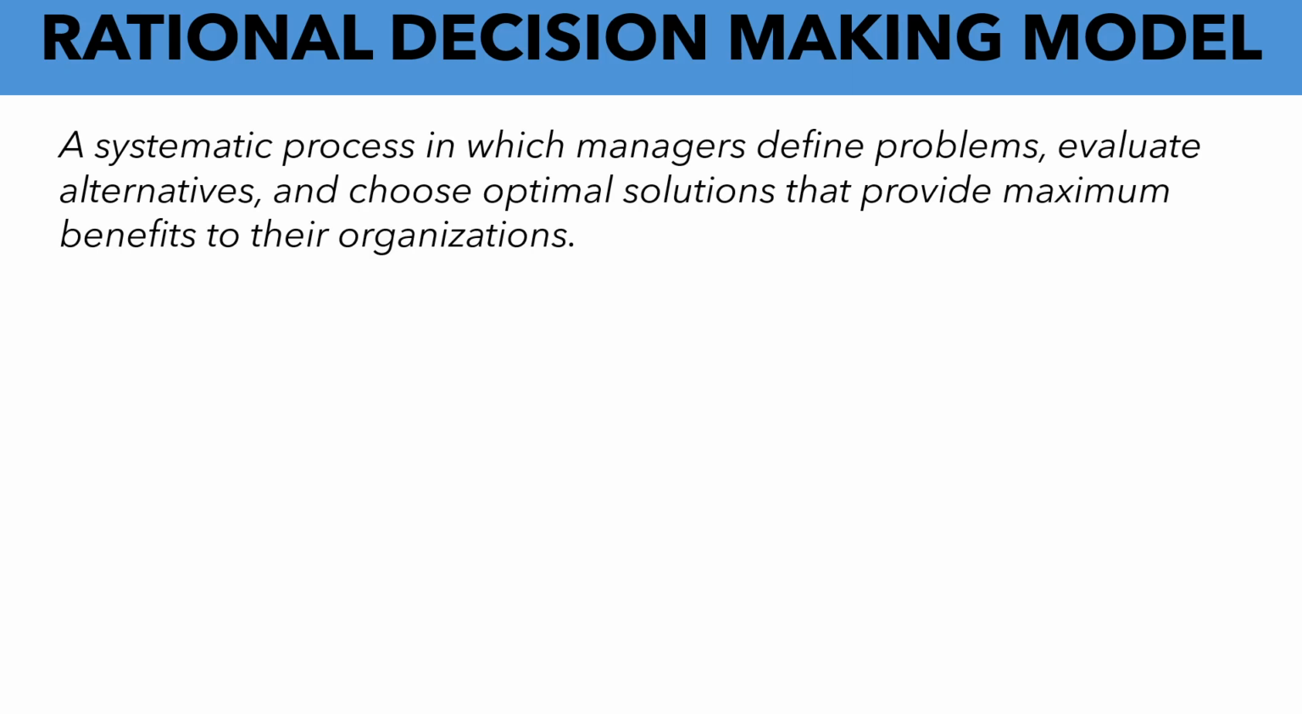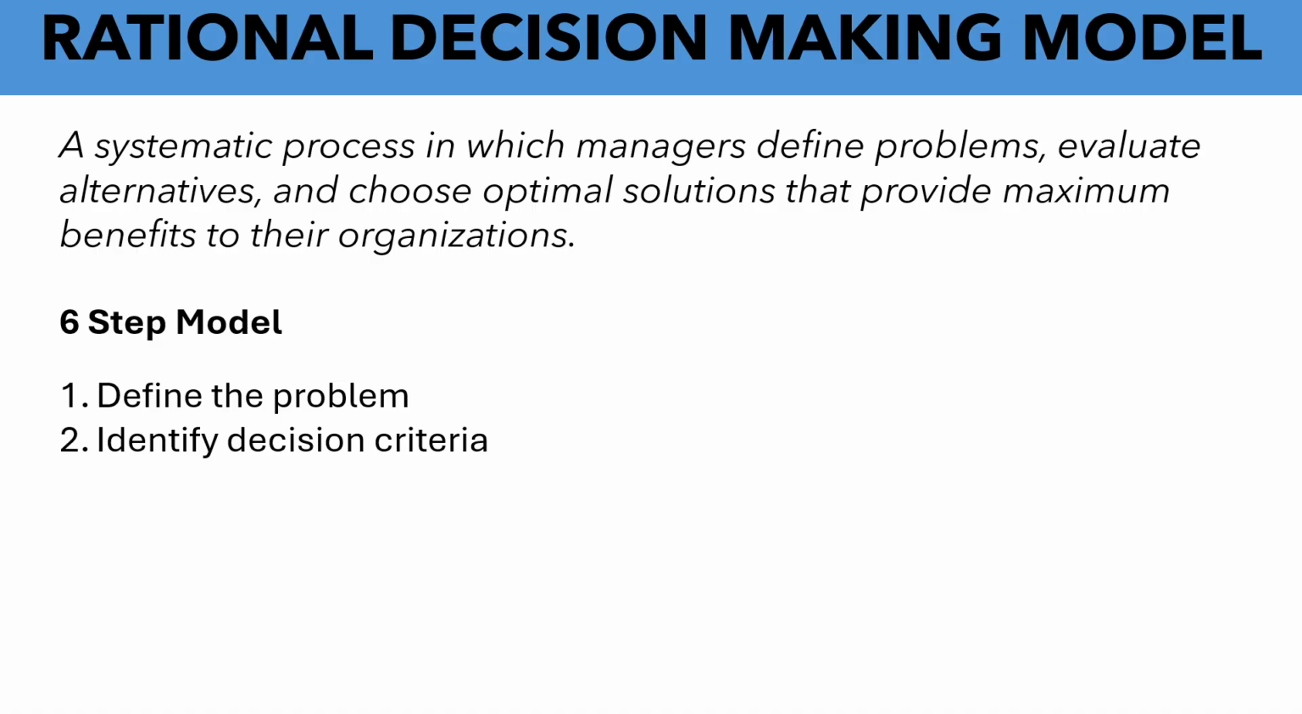So this is a systematic process that will help you define the problem, look at all the alternatives, evaluate them, and then finally choose the solution that's going to provide the maximum benefits to you and your org or you and your employees. So this is a 6-step model. The first step is to define the problem. Next, you're going to identify the decision criteria. So what are the most important factors to consider when you're looking and evaluating solutions?